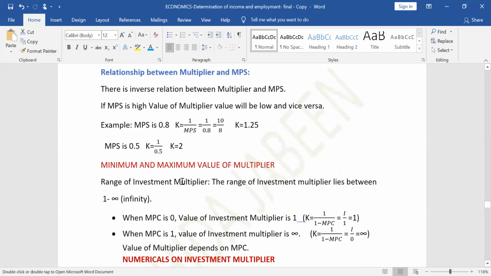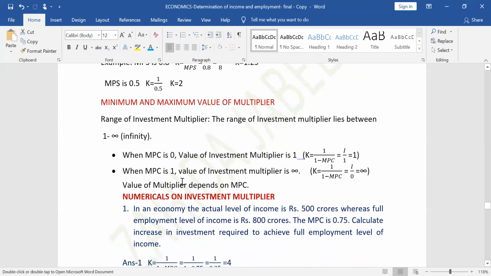Now we will move to another topic, what is the minimum and maximum value of investment multiplier and when it will be and how it will be calculated. The range of investment multiplier, range means the minimum value and maximum value, difference between minimum and maximum value. The minimum value of investment multiplier is 1 and maximum value of investment multiplier is infinity. Keep it in your mind. The range is from 1 to infinity. Minimum value is 1 and maximum is infinity.